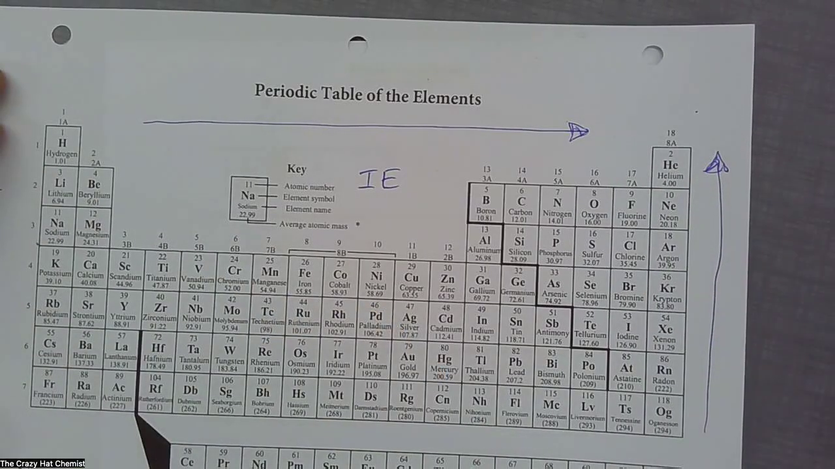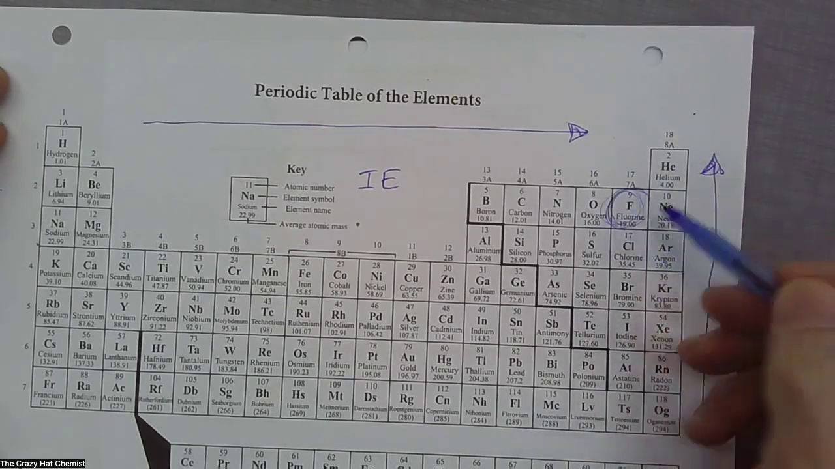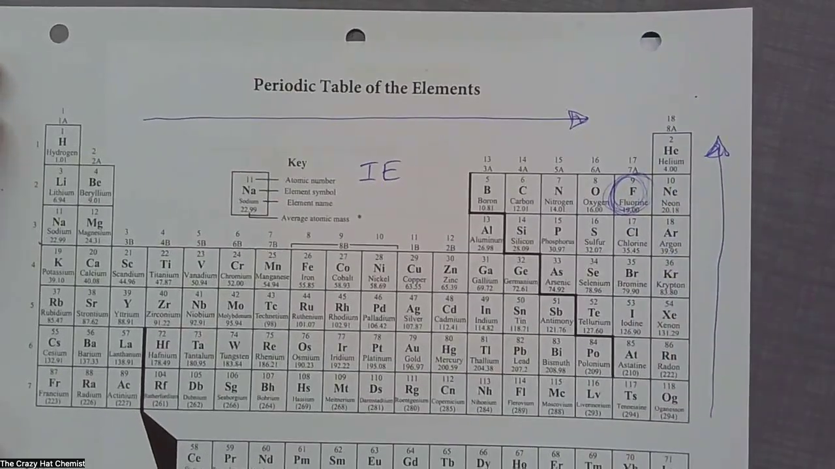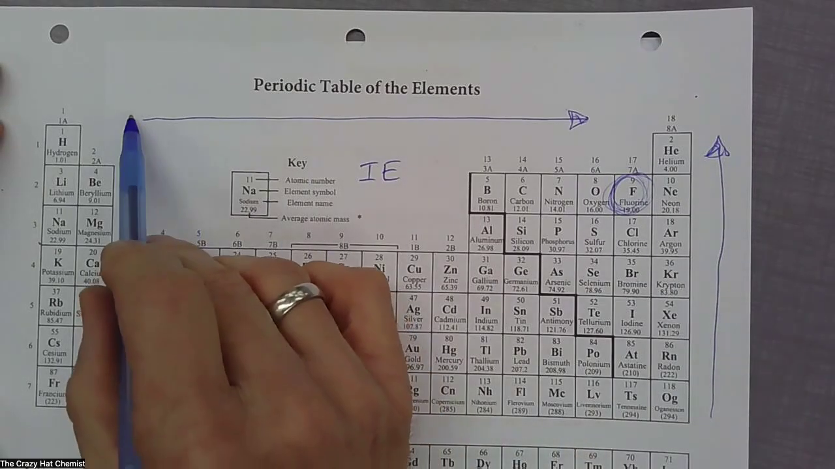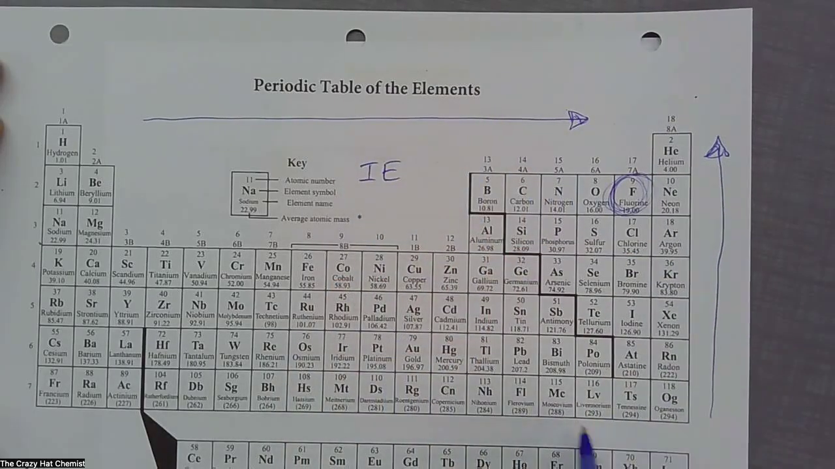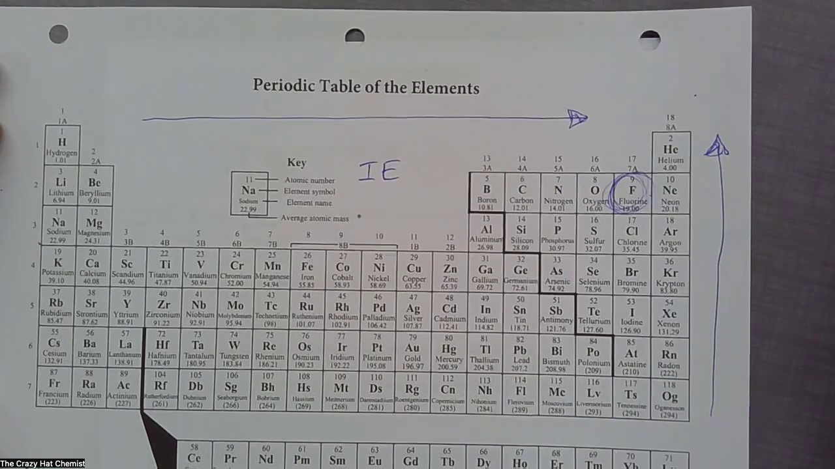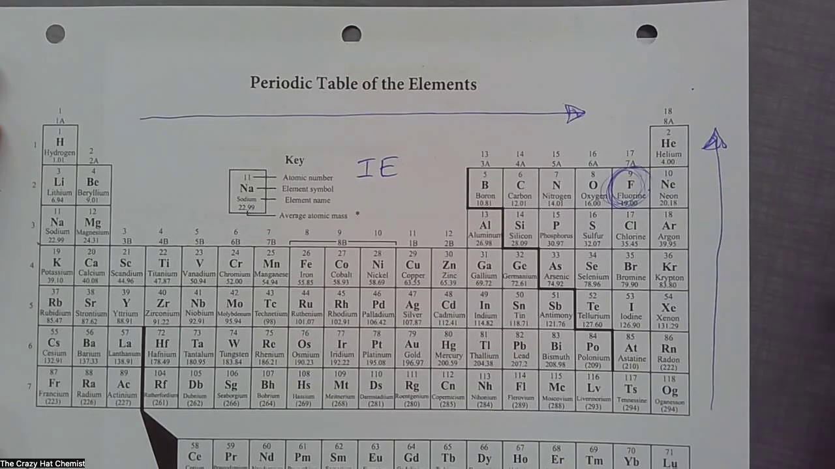For the most part, the ionization energy is largest in this upper right-hand corner here, just like that. Okay, so that is the trend for ionization energy. Ionization energy is increasing as you go to the right within a period and increasing as you go up within a group. And so fluorine would have a very high ionization energy, in other words. So let's see what we got.